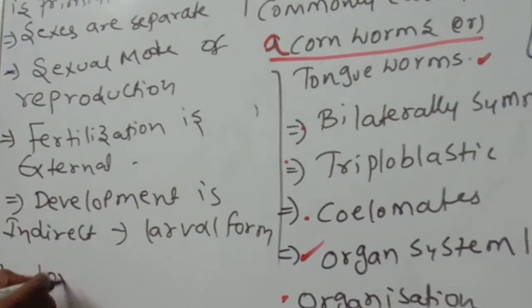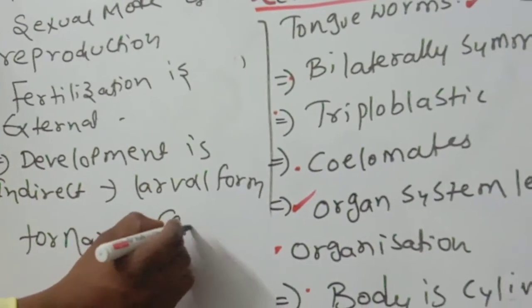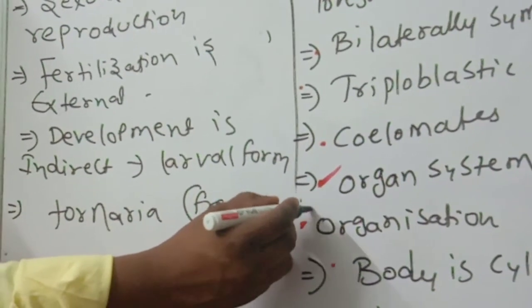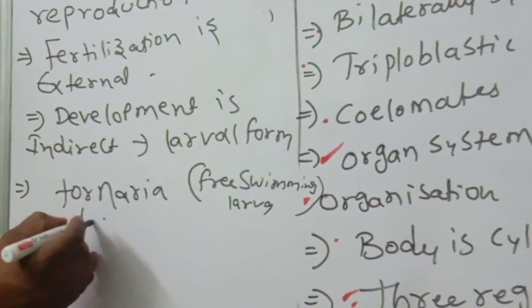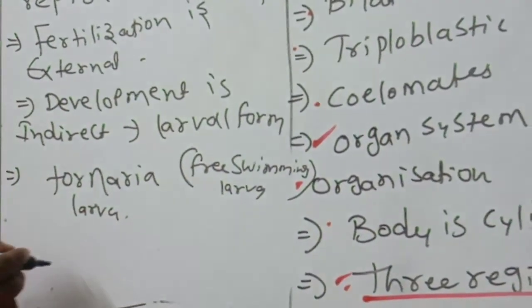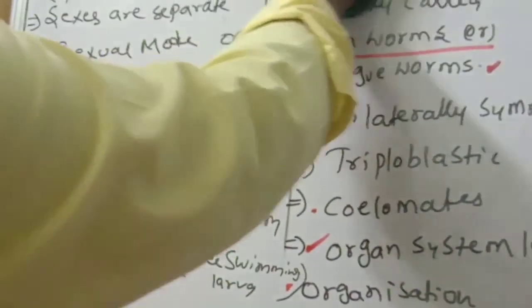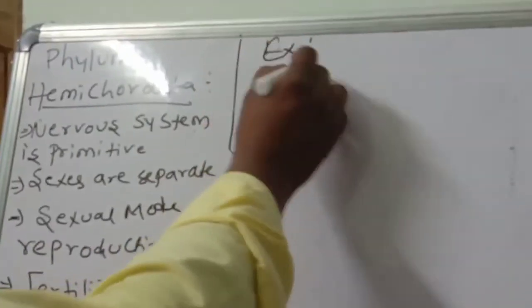Example: Tornaria larva, a free swimming larva. Tornaria larva is another important point. So now we are going to discuss the examples of this phylum. That one you should remember.